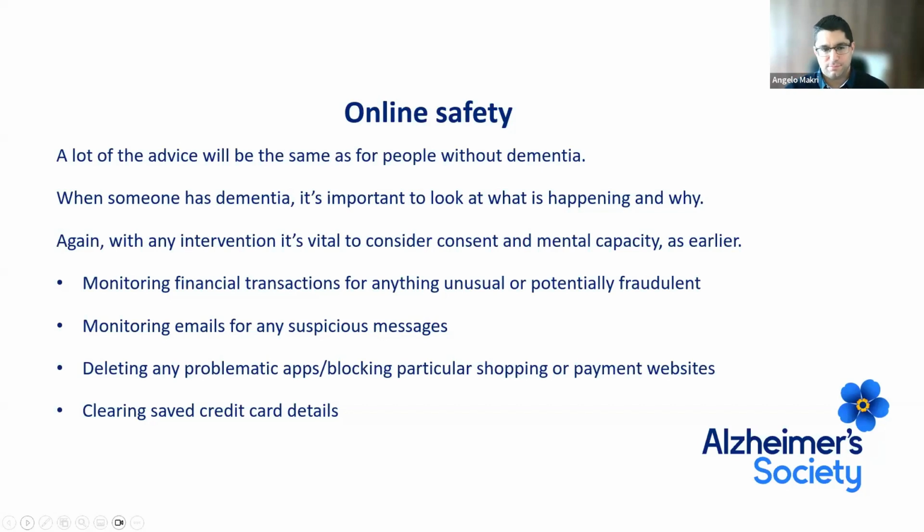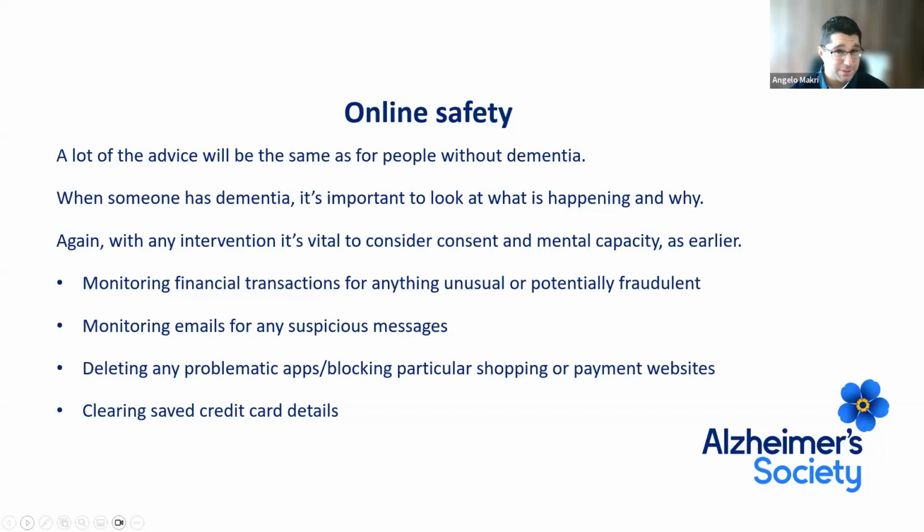So I put a few examples of what can be done. Once again, it's really important to bear in mind consent and mental capacity, as mentioned earlier. I'm not going to go over the whole thing again, but it's really important to bear that in mind. So one of the things is monitoring financial transactions, looking for anything unusual, anything that looks fraudulent, any huge amounts of money going out. Similarly, monitoring emails for any suspicious messages or spam, any kind of phishing scams, anything like that. Also, deleting apps.